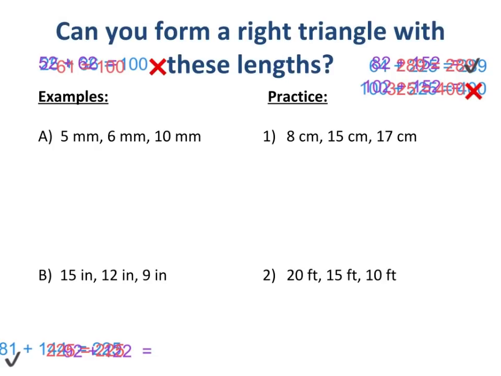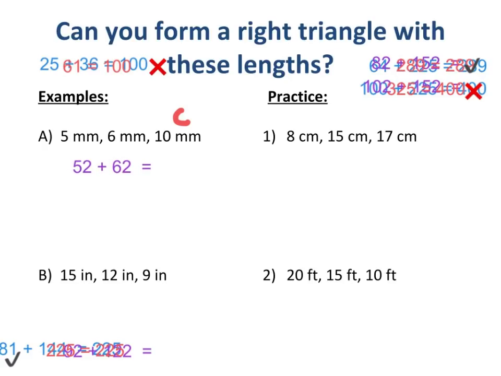This says, can you form a right triangle with these lengths? As I just talked about, if it doesn't satisfy a squared plus b squared equals c squared, it's not a right triangle. Let's take a look at letter A on our example side. I have 5 millimeters, 6 millimeters, and 10 millimeters. The first thing I need to do is determine which one is the hypotenuse, and that's going to be the longest side. The longest side in this case is 10, so that's going to be my c. It doesn't matter which one is a and b, as long as I identify the longest side as c. So I'm going to write out my formula, a squared plus b squared equals c squared, or in this case, 5 squared plus 6 squared equals 10 squared.